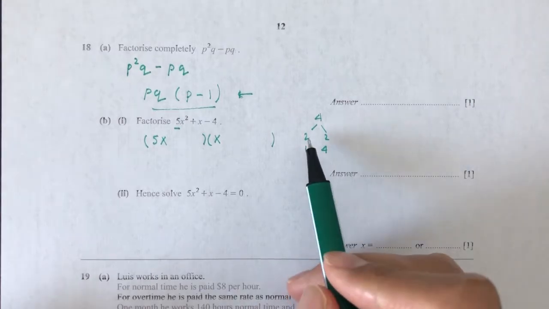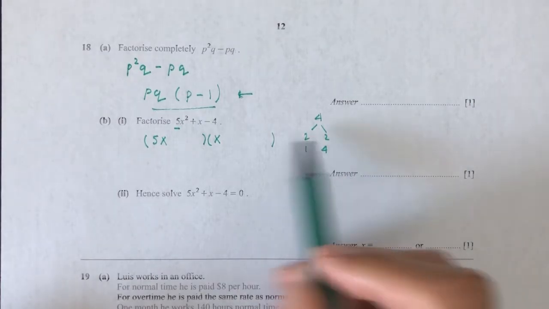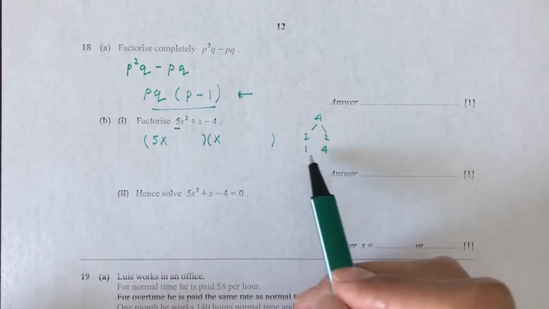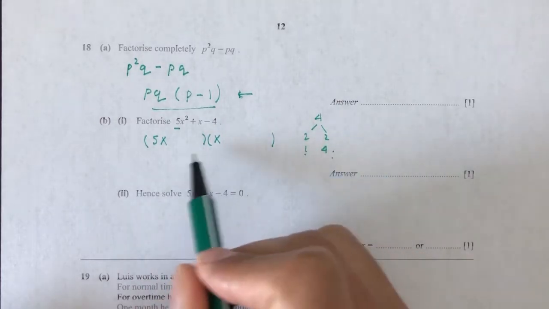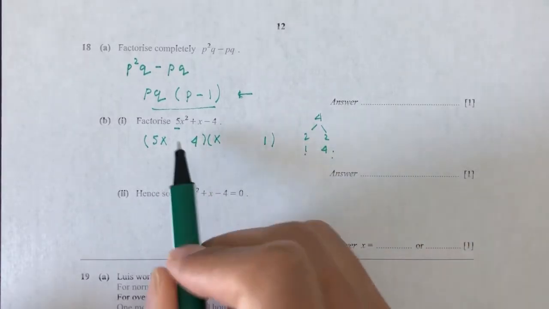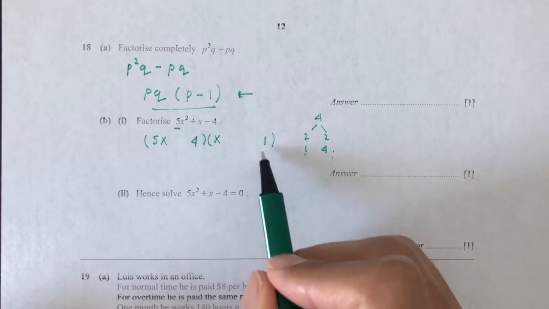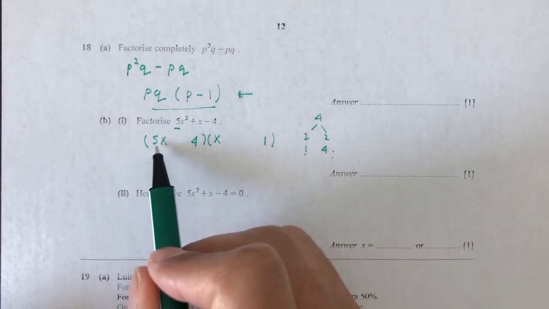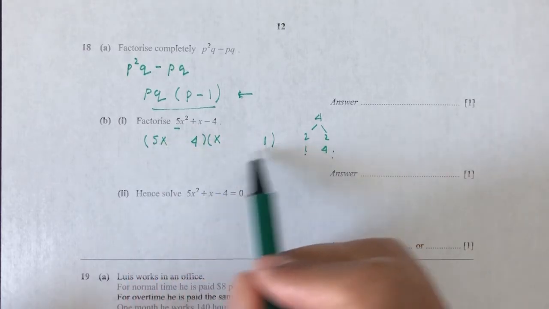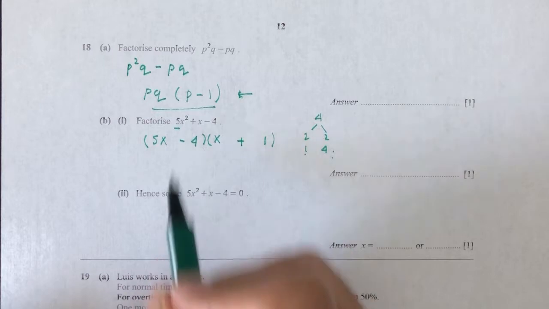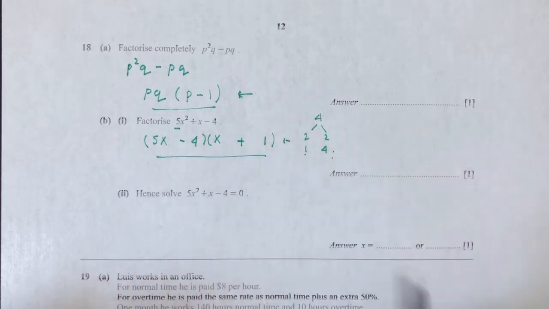So we cannot get plus 1 from 2 times 2. So we have to use this one, right? So let's rearrange that. I'll put 4 here and 1 here. So we can do 5x times 1 becomes 5x. How do we get plus 1x? It needs to be 5x minus 4x. So plus 5x minus 4x to get plus 1. So that is your answer for part B2.